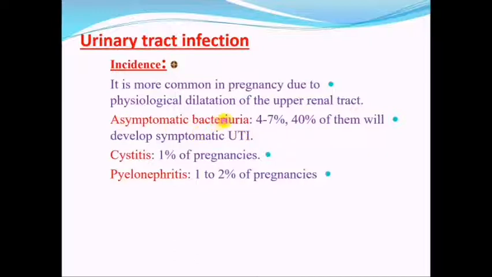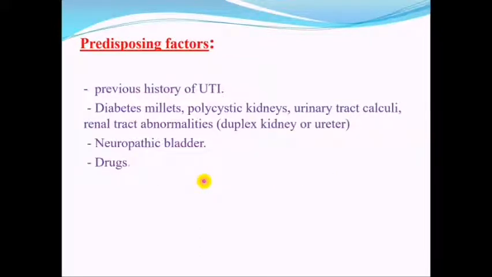Asymptomatic bacteriuria occurs in about 4 to 7% of pregnant ladies. And again, if we do not treat these patients, about 40% of them will change to symptomatic urinary tract infection in the form of cystitis, which affects about 1% of pregnant ladies, or acute pyelonephritis, which affects about 1 to 2% of pregnant ladies.